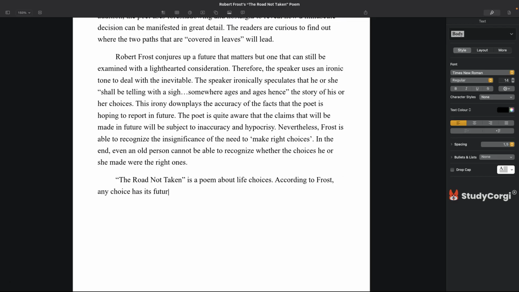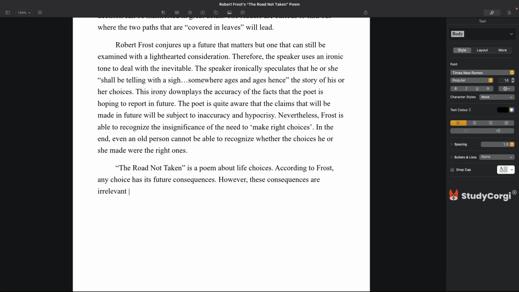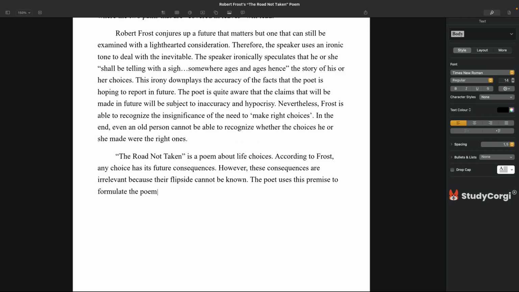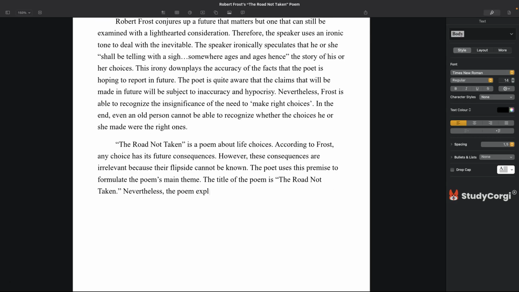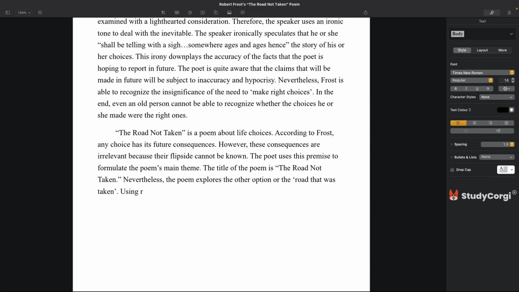According to Frost, any choice has its future consequences. However, these consequences are irrelevant because their flip side cannot be known. The poet uses this premise to formulate the poem's main theme. The title of the poem is The Road Not Taken. Nevertheless, the poem explores the other option, or the road that was taken. Using rhymes and rhythm, the poet conveys his message skillfully.